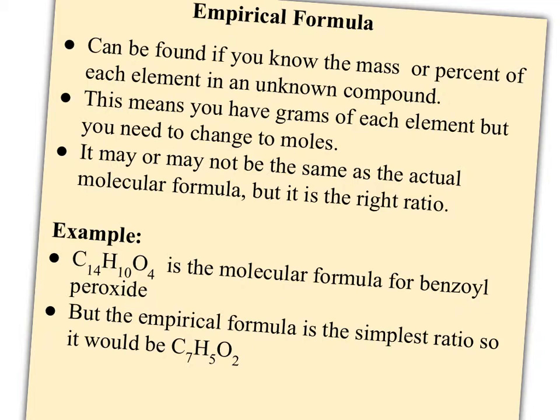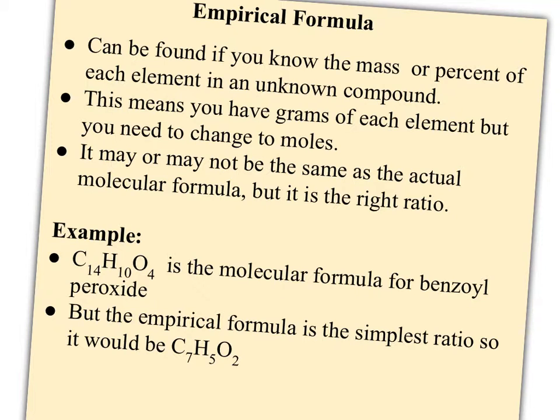And it means now you have to change your grams of each element back to moles. And this is the ever-going conversion in chemistry. When you're working in the lab, you measure things in mass, but when you actually work with the chemical formulas and with the equation, then you need it in moles. So if you're starting with the unknown, you're going to have your grams and you need to convert it to moles. And again, the empirical formula may or may not be the same as the actual formula, but it's the right ratio.